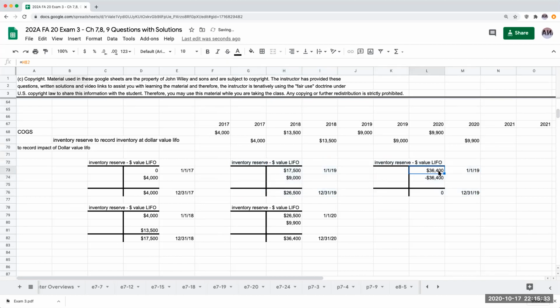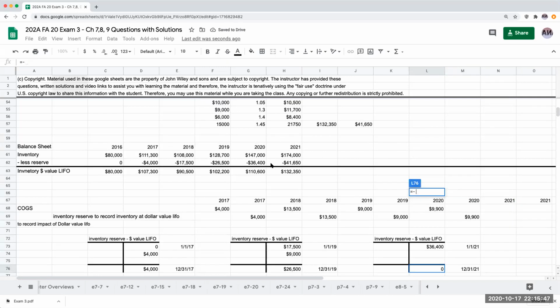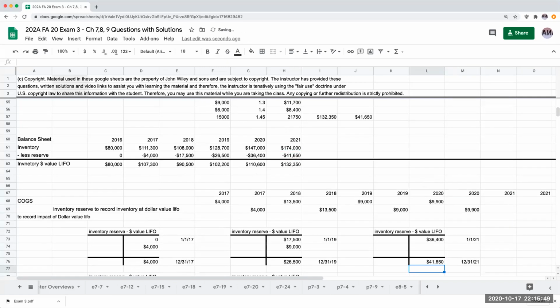So my 1/1/21 balance was 36.4. My ending balance as of 12/31/21 is going to be 41,650. So the adjustment that I need is going to be 5,250. So that is yet another dollar value LIFO.